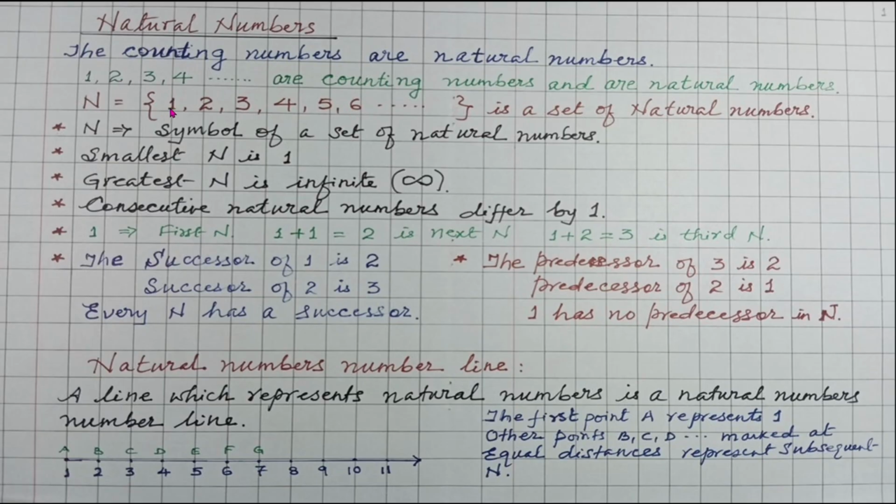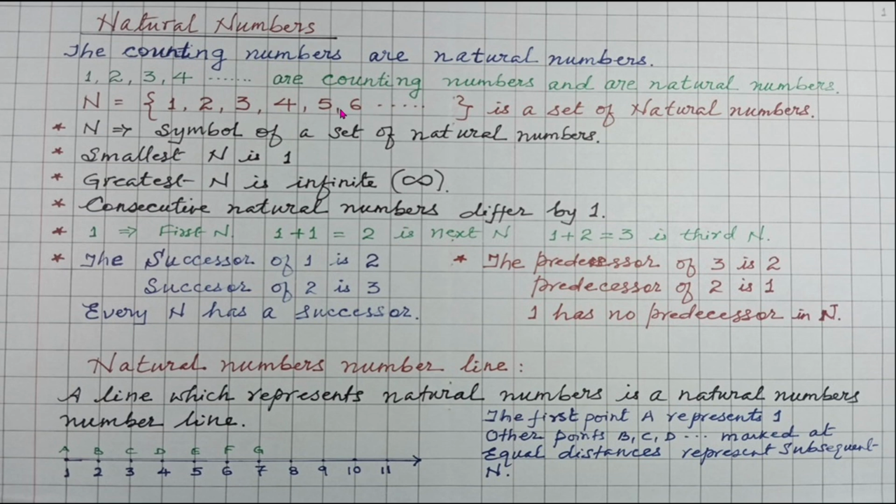1 is the first natural number, 2 is 1 more than 1 is the second natural number, 3 is 1 more than 2 is the third natural number, and so on. The successor of 1 is 2 because 2 is 1 more than 1, and the successor of 2 is 3 because 3 is 1 more than 2. Successor of 3 is 4, and so on.